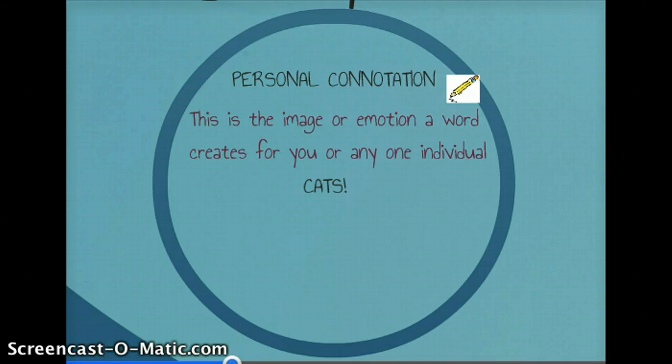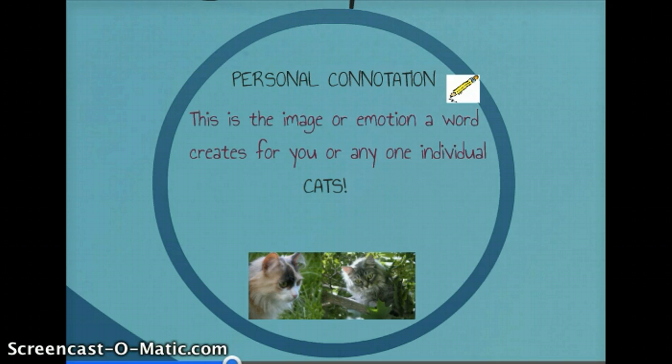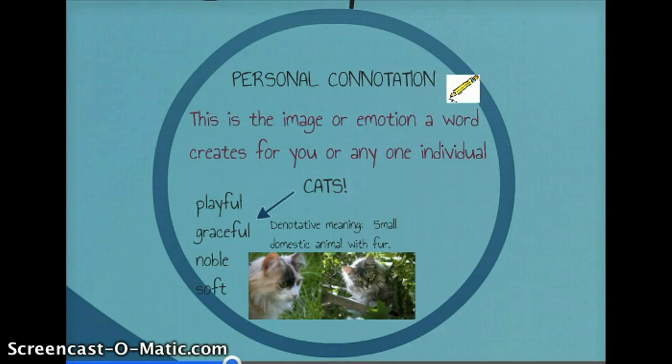For example, take the word cats. Literally, or denotatively, they mean small domestic animal with fur. However, one person's personal connotation of cats may be that they are playful, graceful, noble, and soft. Somebody else may have a different connotation for cats. They may see them as spiteful, stealthy, proud, and hairy. Two very different views of the same word.